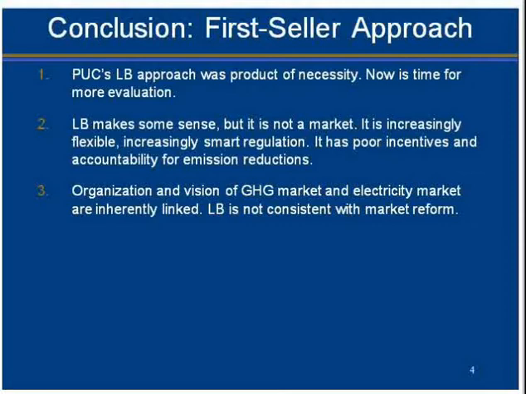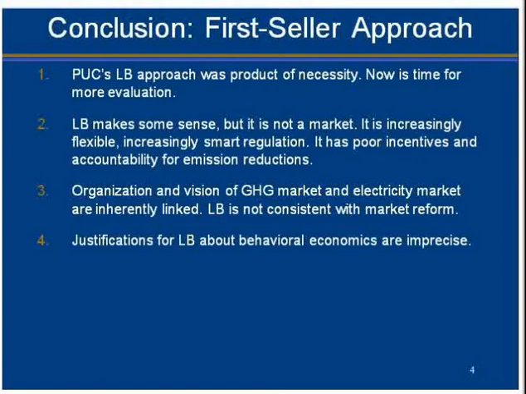So if this day-ahead market comes into being, you can think of it as the next wave of electricity market reform in California. The organization and vision of the greenhouse gas market and the electricity market are going to be inherently linked, and the load-based approach is not consistent with market reform. If the market were to stay much the way it is now, the load-based approach would be more workable, I think, than if electricity market reform goes forward.